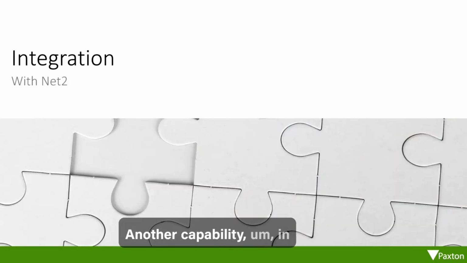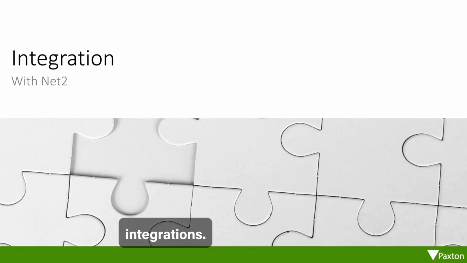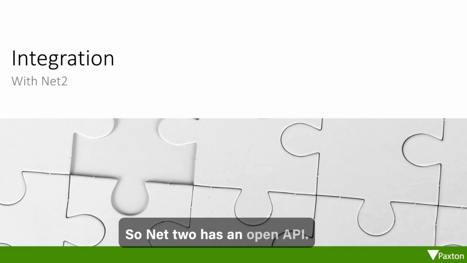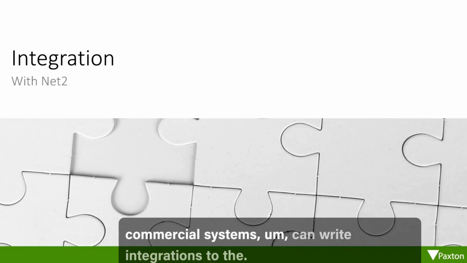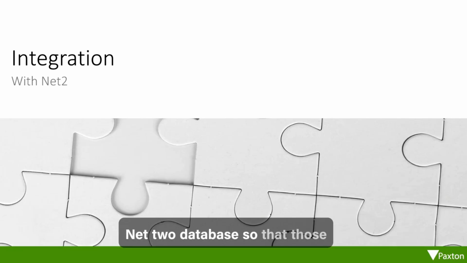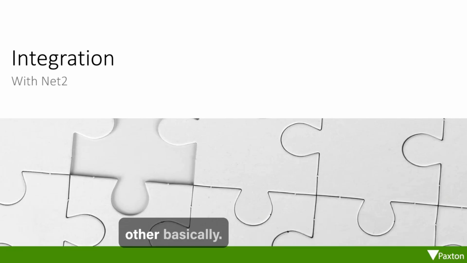Another capability in Net2, which in my opinion is very underused, is third-party integrations. So Net2 has an open API. What this means is that third-party suppliers who sell commercial systems can write integrations to the Net2 database so that those two systems can talk to each other, basically.